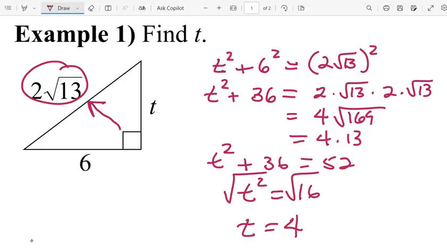If this were an algebraic equation, there would be two solutions, positive or negative 4, but since this is a side length of a triangle, we're only getting that one positive solution. But it is important to recognize that in algebra, you're going to have two solutions to that quadratic equation.